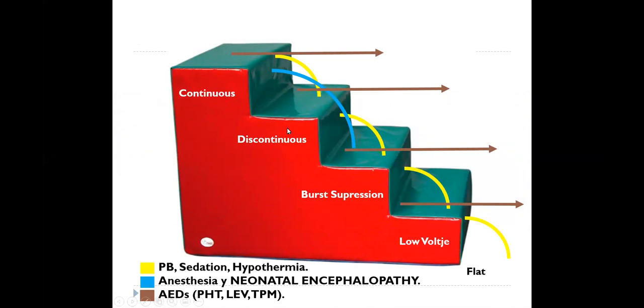This is a stairway, and when you are using phenobarbital, sedation, or hypothermia, you can make one jump step by step. If you have a continuous pattern before the hypothermia, maybe you can change to discontinuous, and this is normal. If you have a discontinuous pattern, you can change to burst suppression. If you have burst suppression, you can change to low voltage, and finally low voltage to flat.